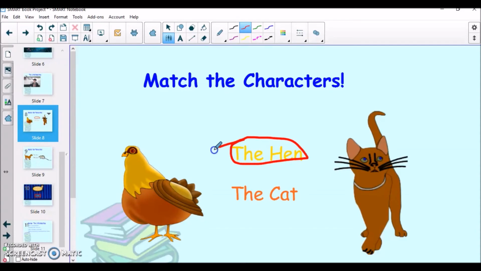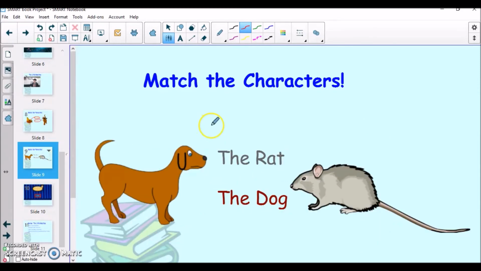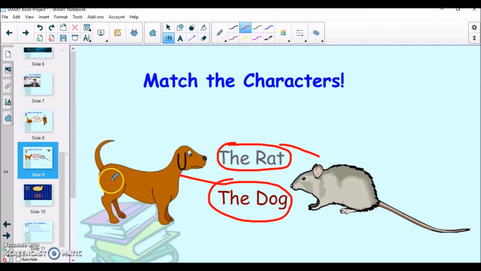Okay, where does that go? Good job. So that means the other one goes where? That's right. Okay, now here's the next one. Which one is the rat? That's right. And so that means that that's the dog. Good job. Okay, class, let's move on to the next part.